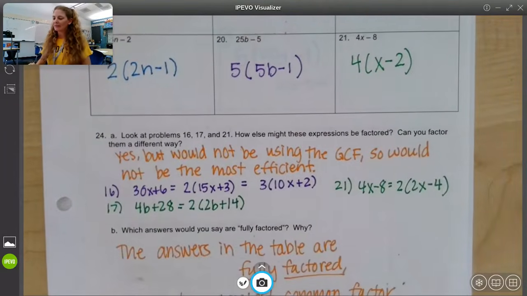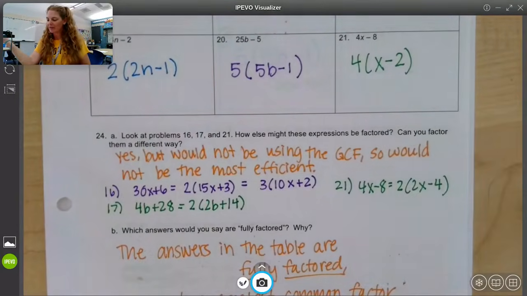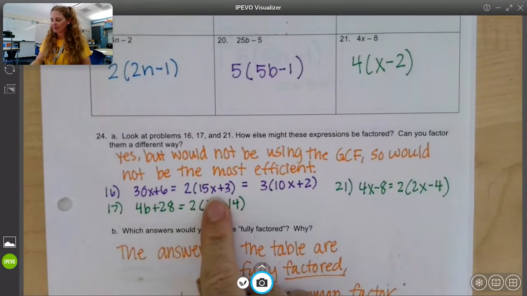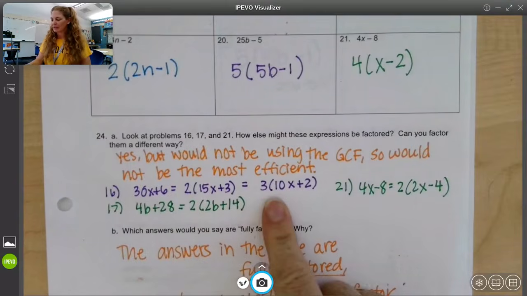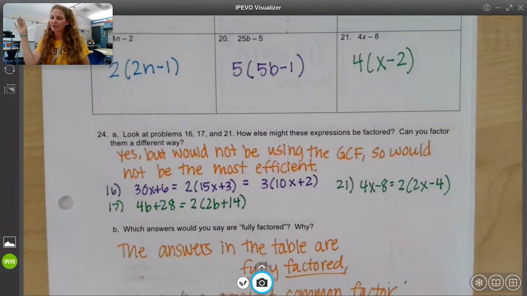So how else might 16, 17, and 21 be factored? You could factor them some different ways. So 16, we could think of 2 groups of 15x plus 3, which is the same as 3 groups of 10x plus 2, but they're not going to be completely simplified because we didn't use the GCF. So we have to remember we have to use the GCF.